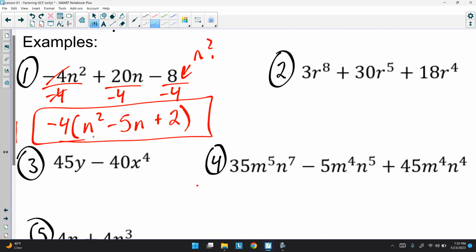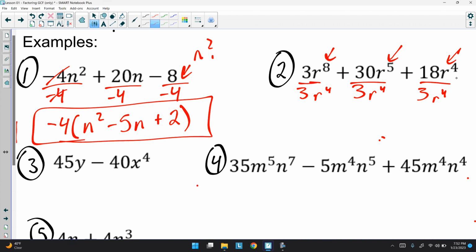Number 2. Again, look at every single term. What can you pull out of each one of them? A 3. And look at your variables. In class, we discussed we're going to use the smallest exponent because, remember, if it's r to the 8th, it's like there's 8 r's up here. And if all I want to take out is 4 of them, that works. Same thing here, and the same thing over here.